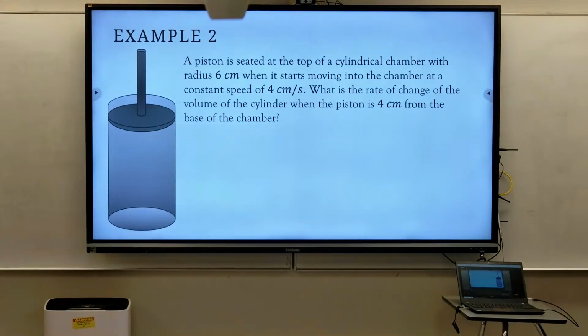One of my favorite problems, the piston. Suppose that I have a piston that's seated at the top of a cylindrical chamber where that chamber has a radius of 6 centimeters. And then let's say this piston starts moving into the chamber at a constant speed of 4 centimeters per second. I'm going to ask, what is the rate of change of the volume of the cylinder when the piston is 4 centimeters from the base of the chamber?